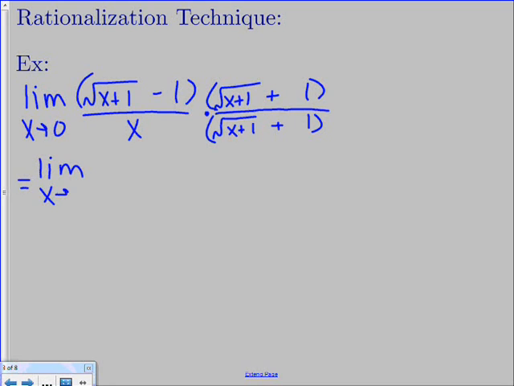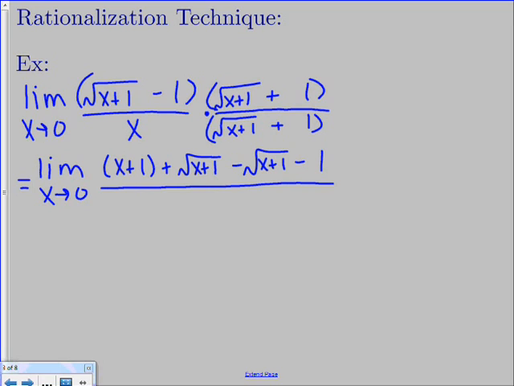So we want to remember to FOIL properly. So if we FOIL through, the square root of x plus 1 times the square root of x plus 1 gives x plus 1. And then we have positive 1 times the square root of x plus 1. Then negative 1 times the square root of x plus 1. And then negative 1 times positive 1 gives minus 1 on the end. And then, like I said, we're not going to distribute through in the bottom, so we're just going to rewrite it. Now you can kind of see that those two middle terms at the top, the square roots, they cancel because they're the same thing with opposite signs.